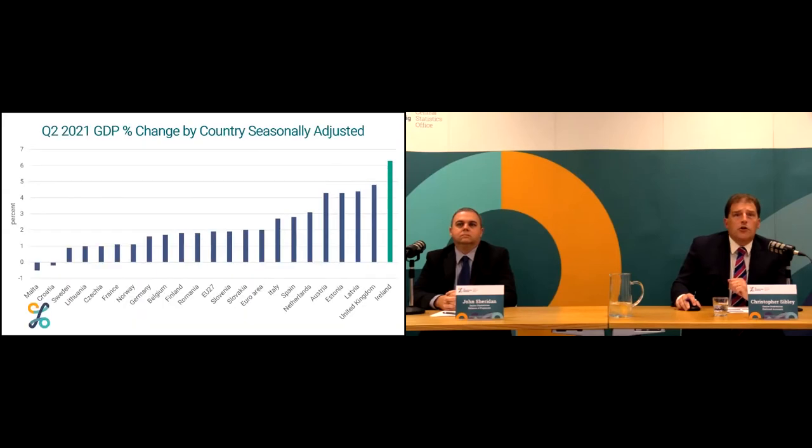Compared to some of our European peers, these are the available European peers that we can show you at this stage in the quarter. The 6.3% in Ireland, that rebound from Q1, is, as always, an outlier in the graph. But we also have very strong recoveries in Q2 for the UK, Latvia, Estonia, Austria, reaching right down to smaller rebounds. A lot of this is related to restrictions, when they were applied and when they were lifted. And certainly in Ireland's case, a lot of that is to do with the lifting of restrictions as well.